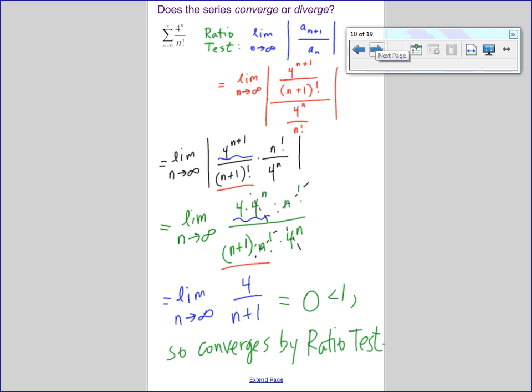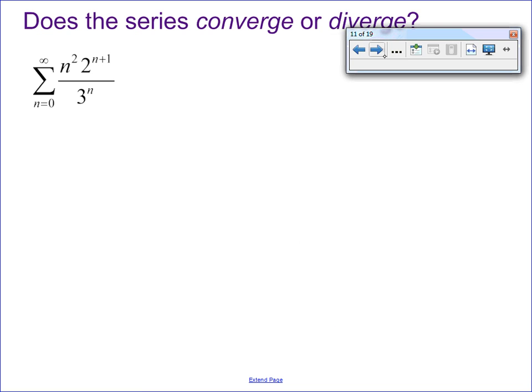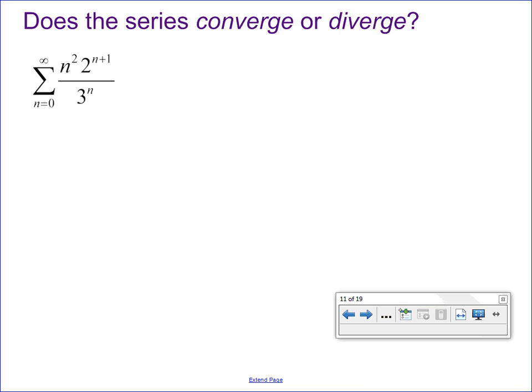Now, let's go ahead and take a look at another. Uh-oh, I know the Go-Go Gadget's been working overtime when we see all this gray space on the side. Oh boy. Does the series converge or diverge? Geometric? Be sweet if it were. No. It's close, but it's not geometric.